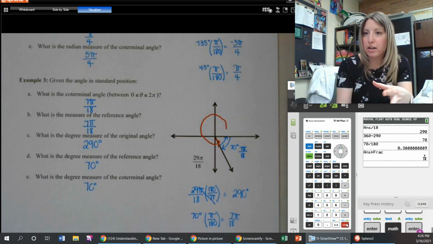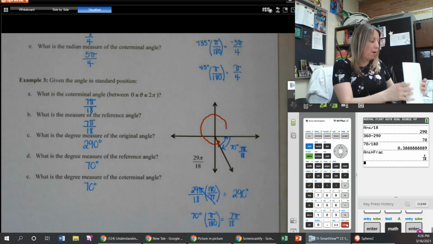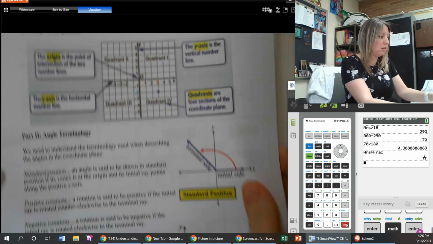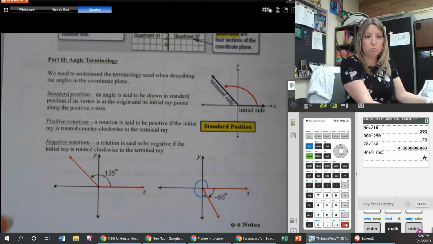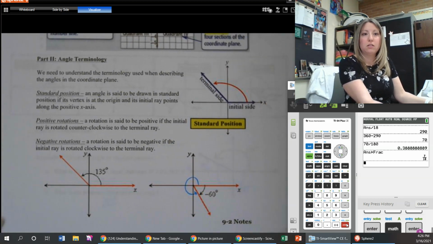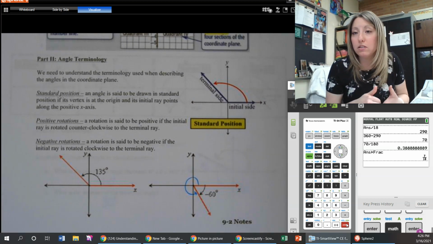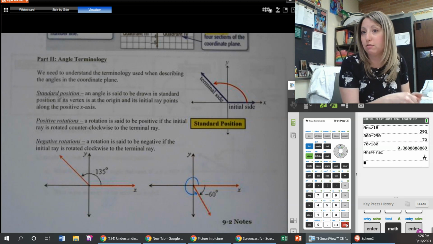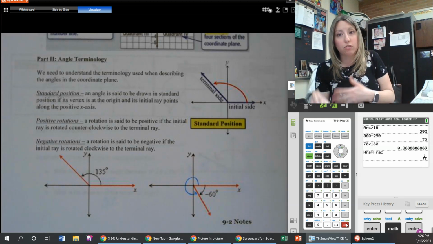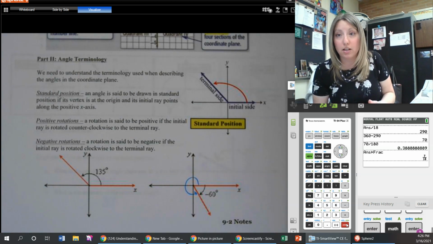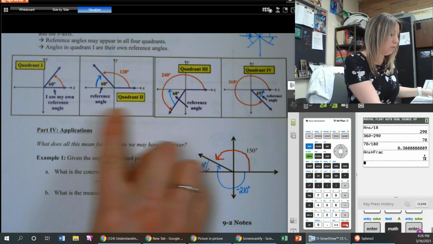So that's what I'm asking you to do on your homework. Okay, and go back and forth. It really is all about the terminology, what I'm asking you to do. So do make sure you understand standard position, that going counterclockwise is the direction you go for a positive angle in standard form, and going clockwise is the direction you go for the negative angle in standard form. And then understanding the reference angles right here.